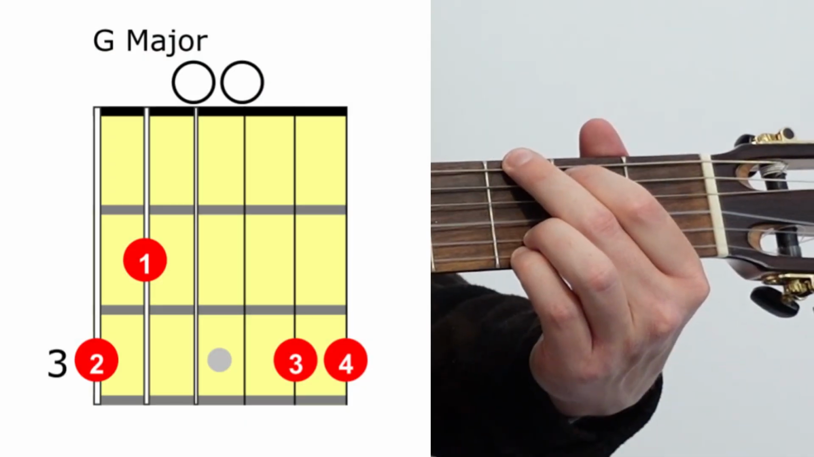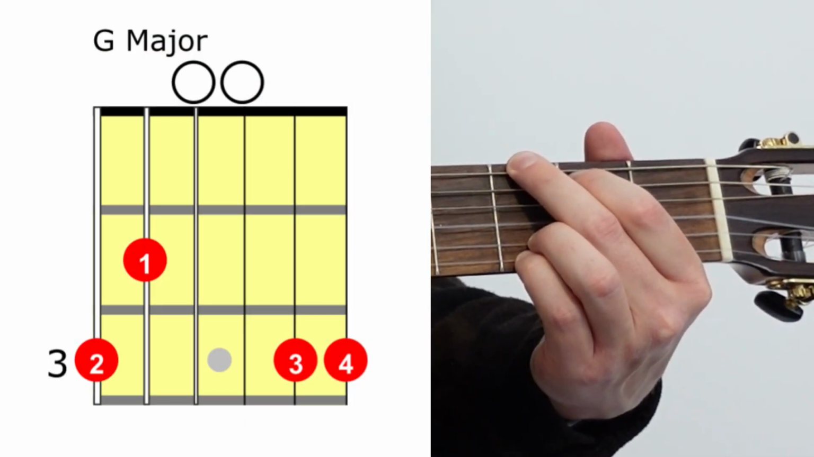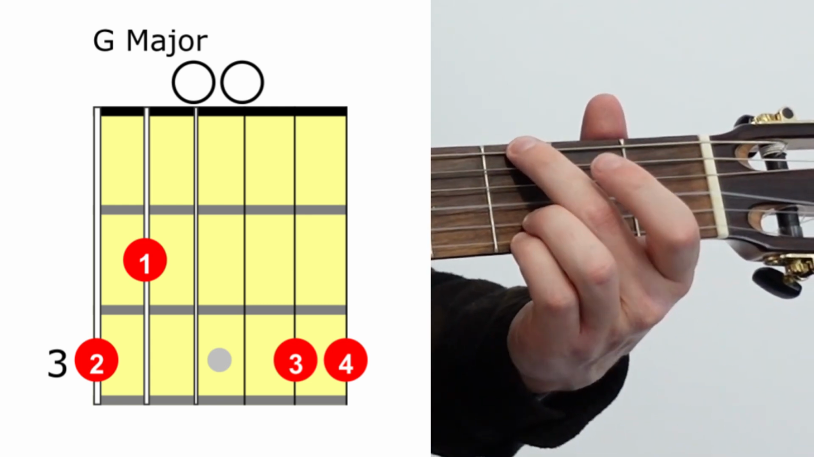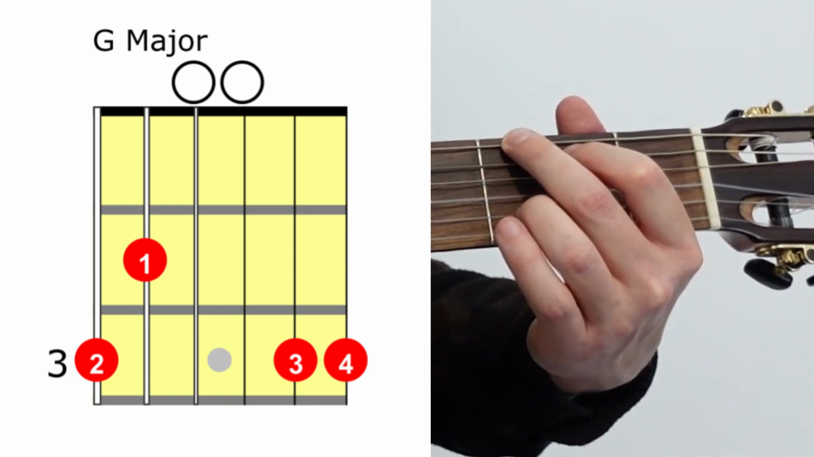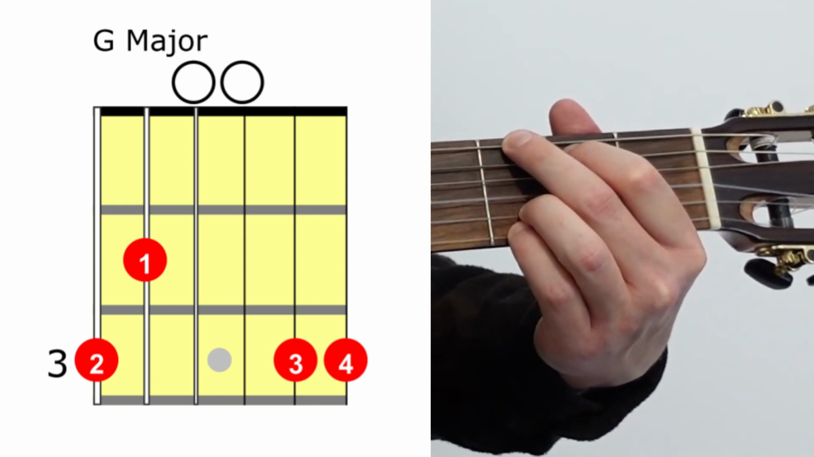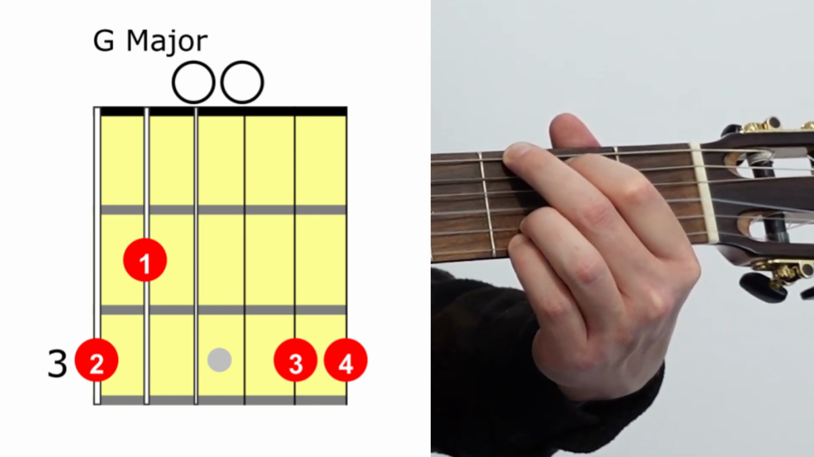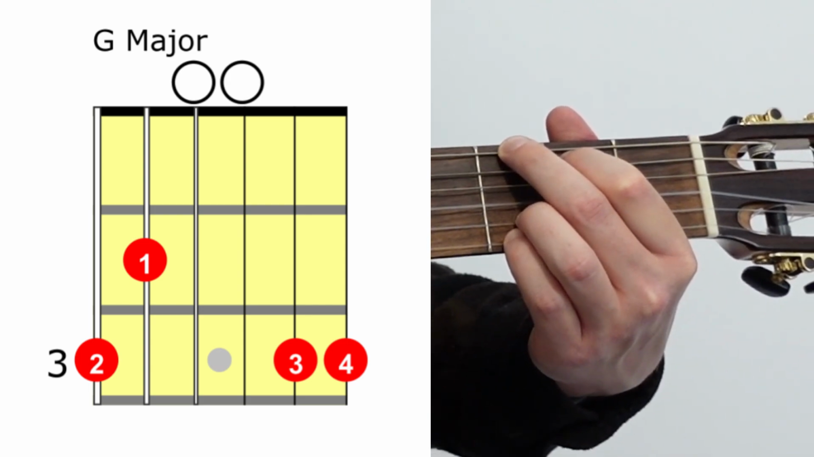This is G major. Second finger goes on the low E string, 3rd fret. First finger goes on the A string, 2nd fret. Third finger goes on the B string, 3rd fret. And fourth finger goes on the high E string, 3rd fret. You then strum all 6 strings.